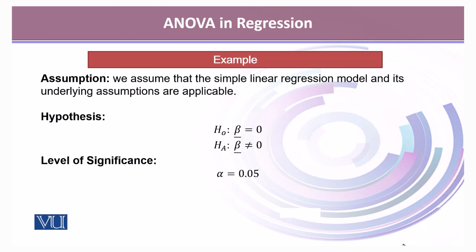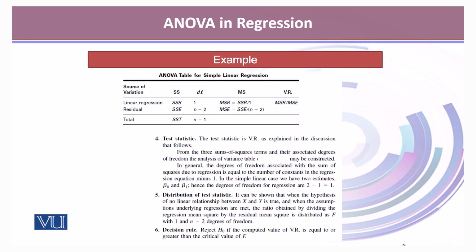Assuming that the simple linear regression model and its underlying assumptions are applicable, we want to test the hypothesis h0 beta equals 0 against the alternative that beta is not equal to 0 at 5% level of significance. Our ANOVA table will look like what is given in this table, with source of variation as total, linear regression, and residual, 3 sources of variation with their respective sum of squares, degrees of freedom, mean squares, and variance ratio.